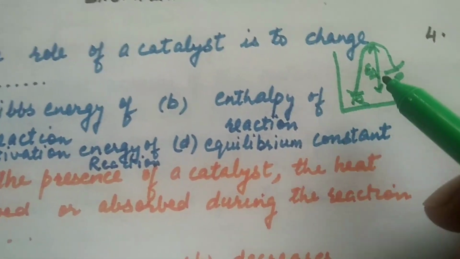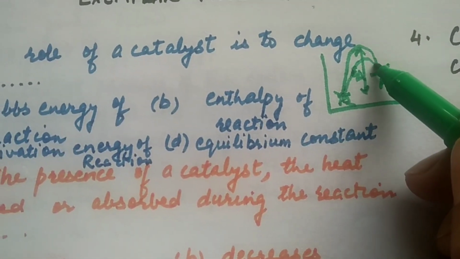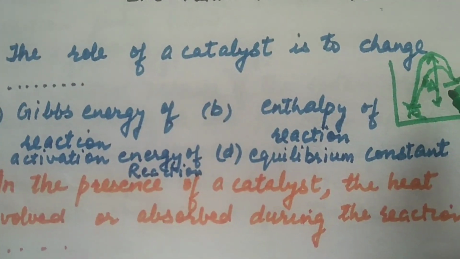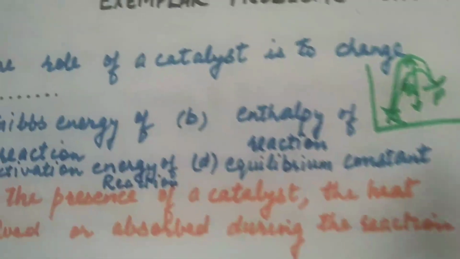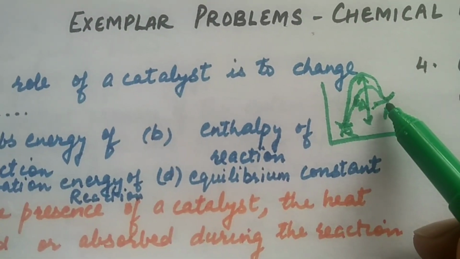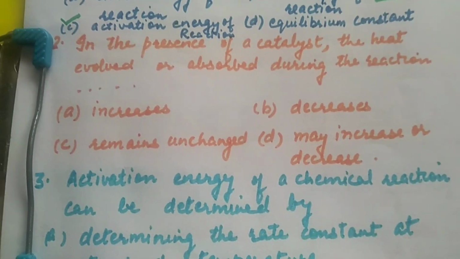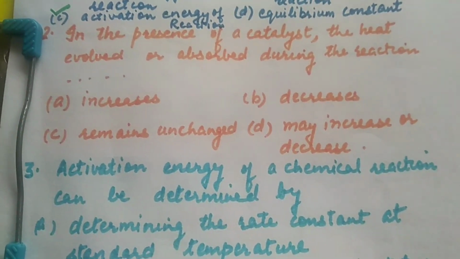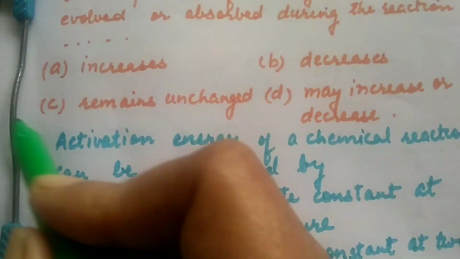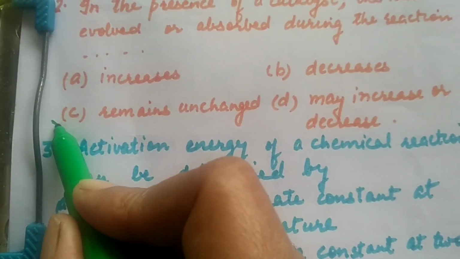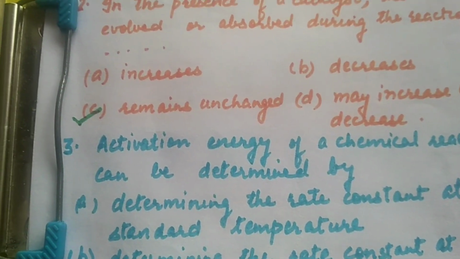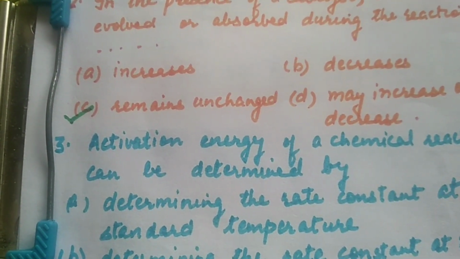But a catalyst will provide an alternate pathway, so it will change the activation energy of the reaction in order to form the products. So, in the presence of a catalyst, the heat evolved or absorbed during a reaction remains unchanged, because the energy of the reactants or products will remain the same.